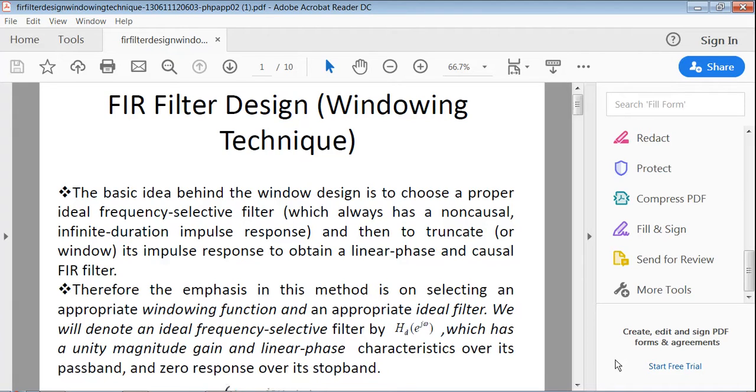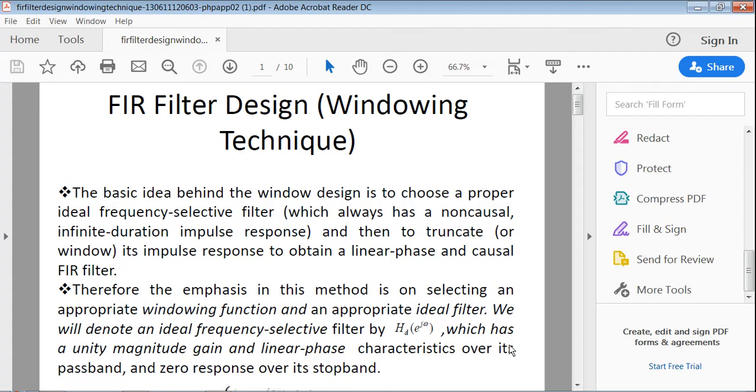Hello, this particular PPT shows the FIR filter design using the windowing technique. The basic idea behind the window design is to choose a proper ideal frequency selective filter, which always has a non-causal infinite duration impulse response, and then to truncate or window its impulse response to obtain a linear phase and causal FIR filter. Basically, we have to design the linear phase and the causal filter.